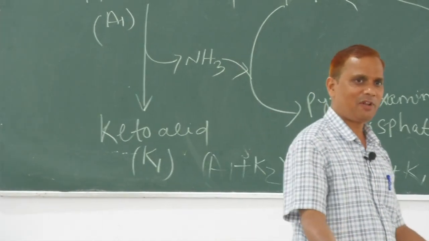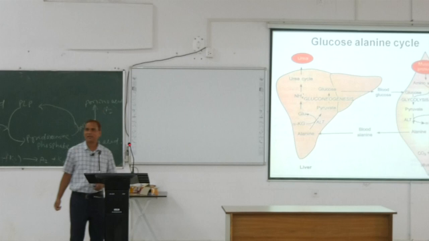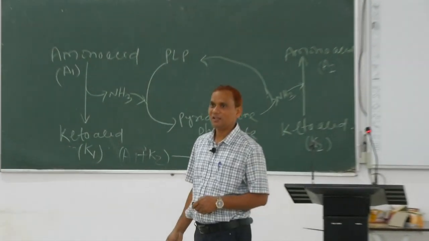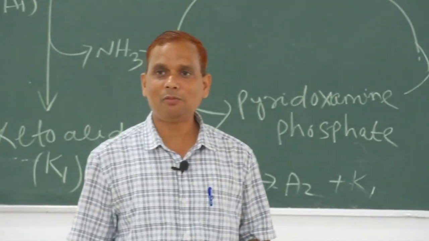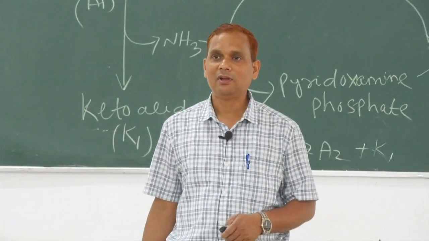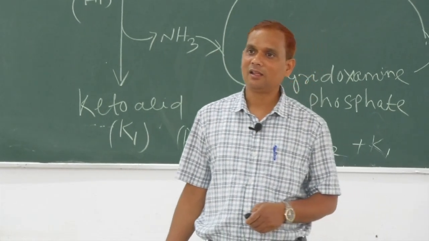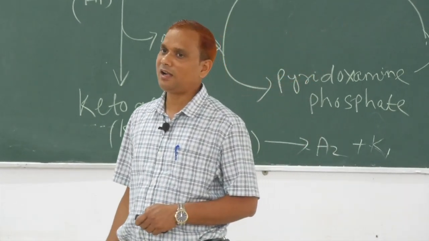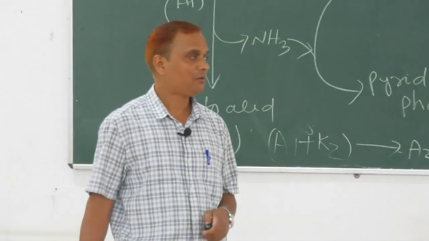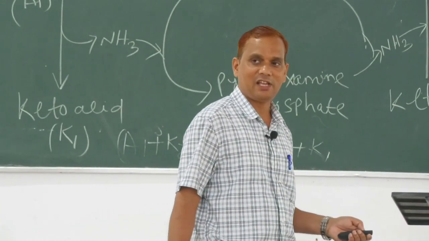This is transamination. What is the enzyme? The enzyme is ALT. What is the full form of ALT? Alanine transaminase. By the help of alanine transaminase, alanine can be synthesized.